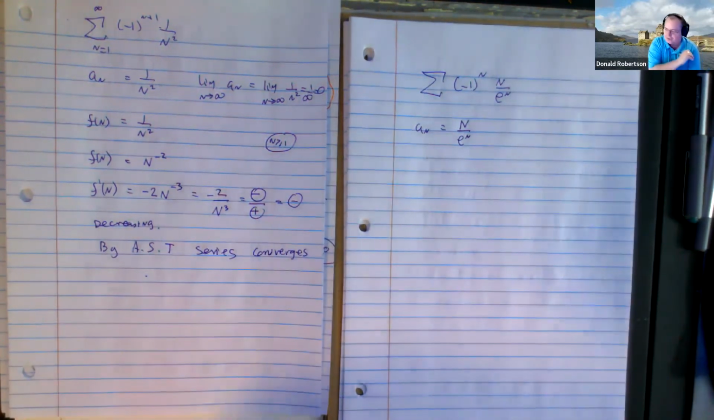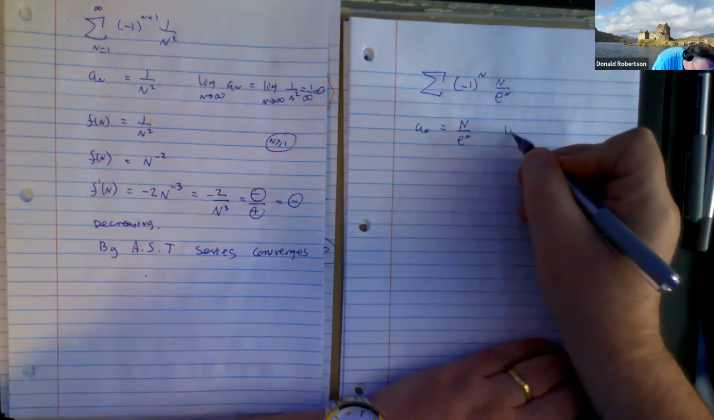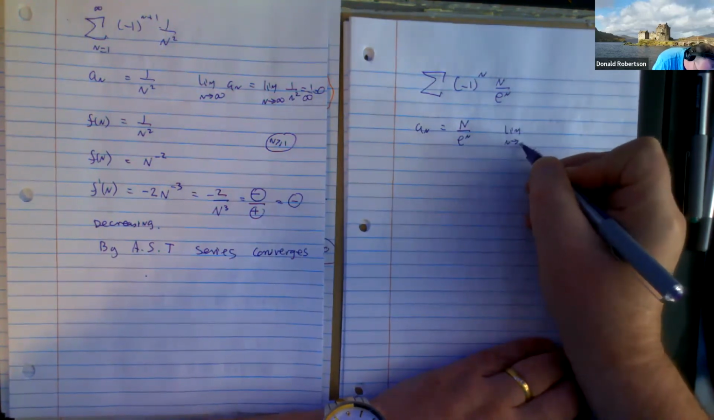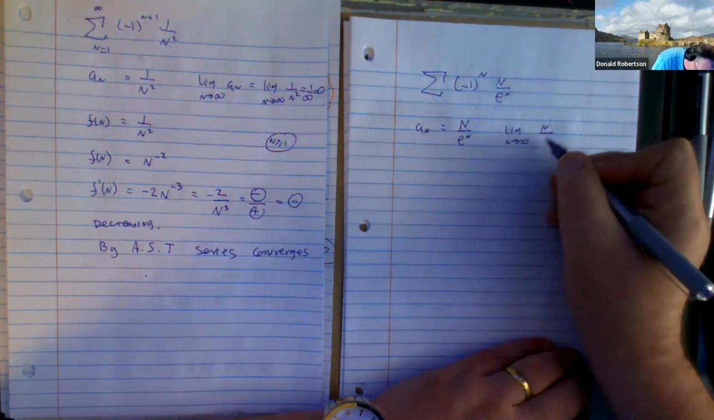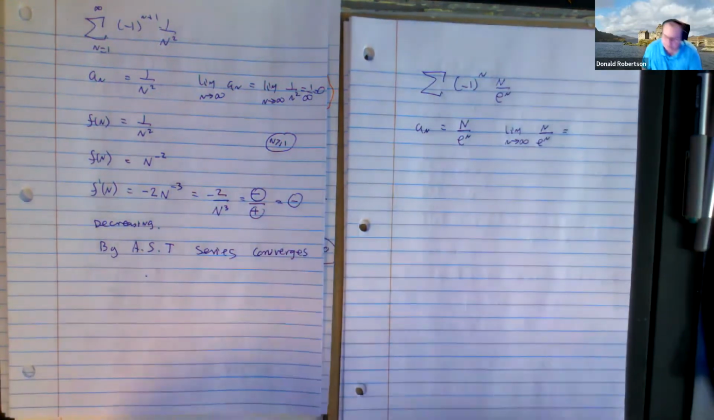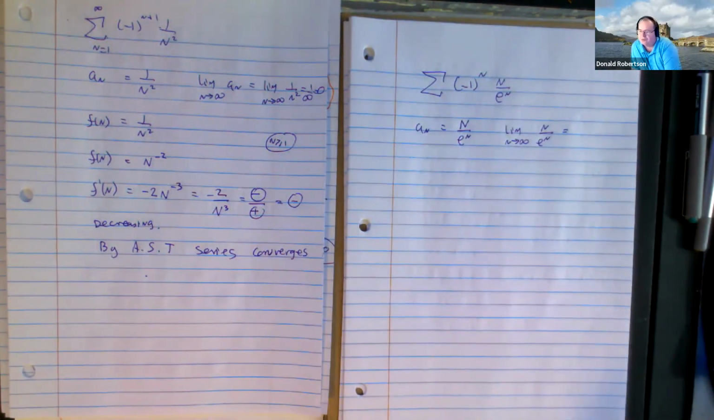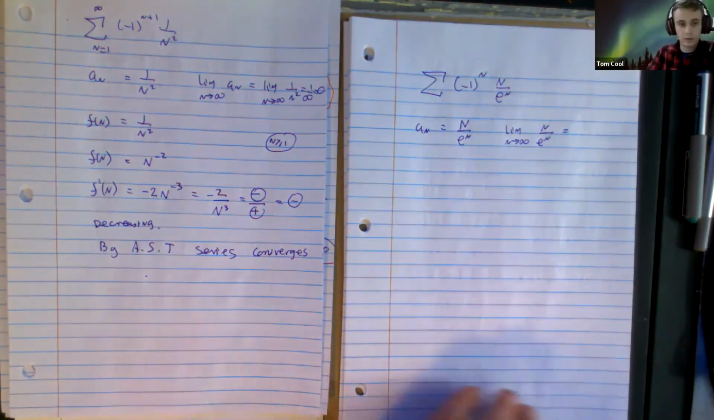Would you agree it's positive? What about the limit? Would you agree it's 0? Prove it to me. What method would you use? Because there's only one method I can think of that would be able to prove that that limit is 0, which is? Relative rate of increase.